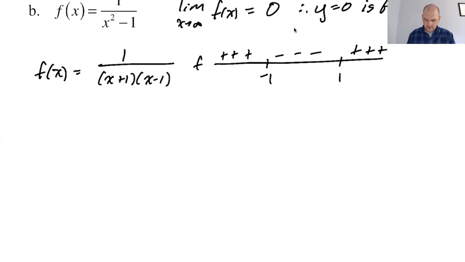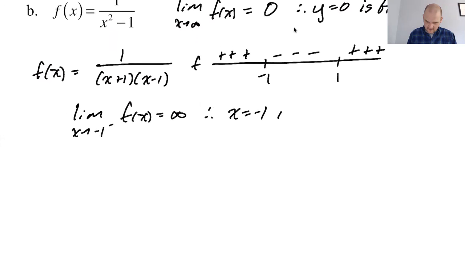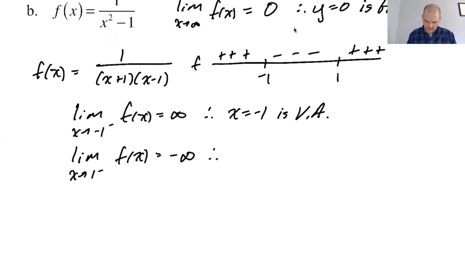Like it'll work. So we can say that the limit as x approaches -1 from the left of f of x is infinity. Therefore, x equals -1 is a vertical asymptote. We can say the limit as x approaches +1 from the left, let's say, of f of x is -infinity. Therefore, x equals 1 is a vertical asymptote.